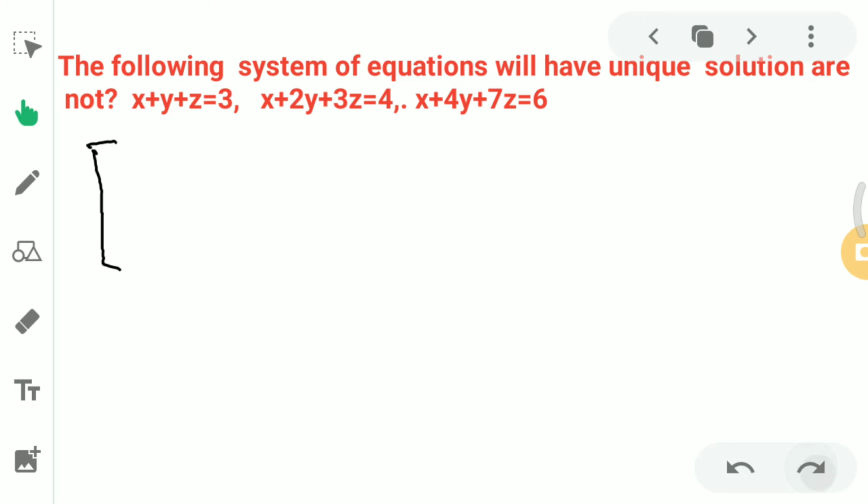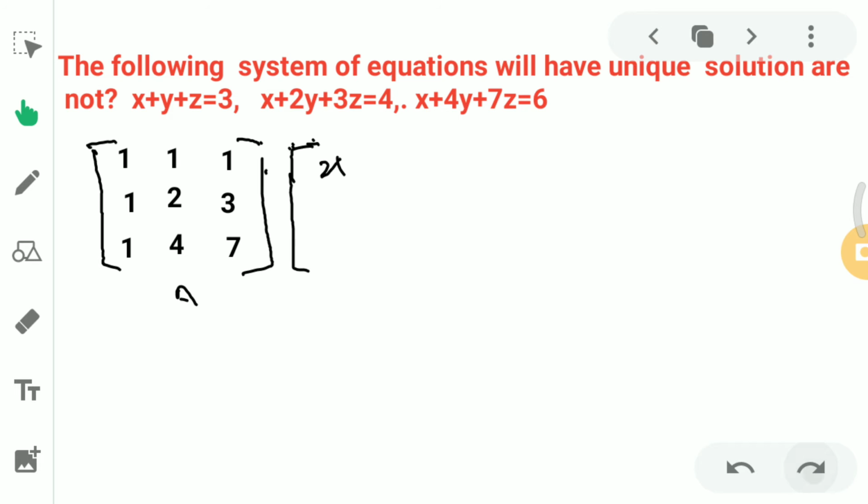So write down the matrix form. Here you need to write the first equation into the first row: x, y, z is equal to 1, 1, 1. And the second equation into the second row: 1, 2, 3. Here the third equation will have 1, 4, 7. A was completed.